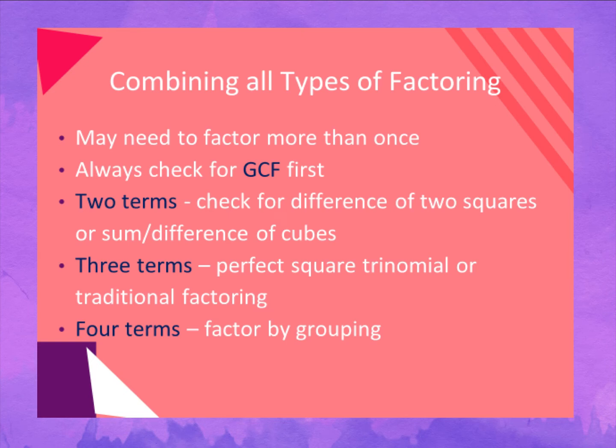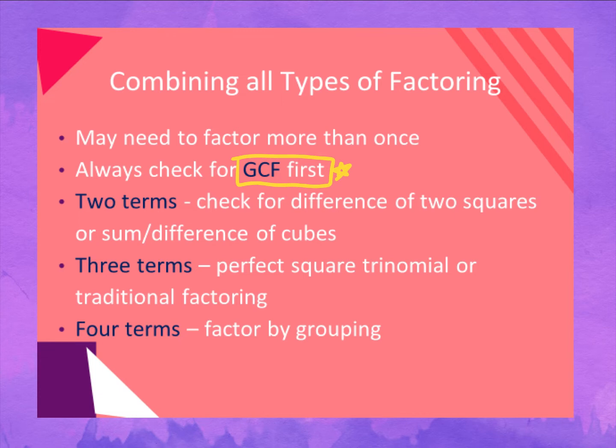All right, so R8 part 2, we're going to be combining all types of factoring. So on the test, it's not going to say factor using this or factor using that. It's just going to say factor, and we're going to have to figure out which type of factoring we need to use where. So in some questions, you may need to factor more than once. The first thing we always want to do is check for the GCF. So that's going to be the first step. Check for greatest common factor.